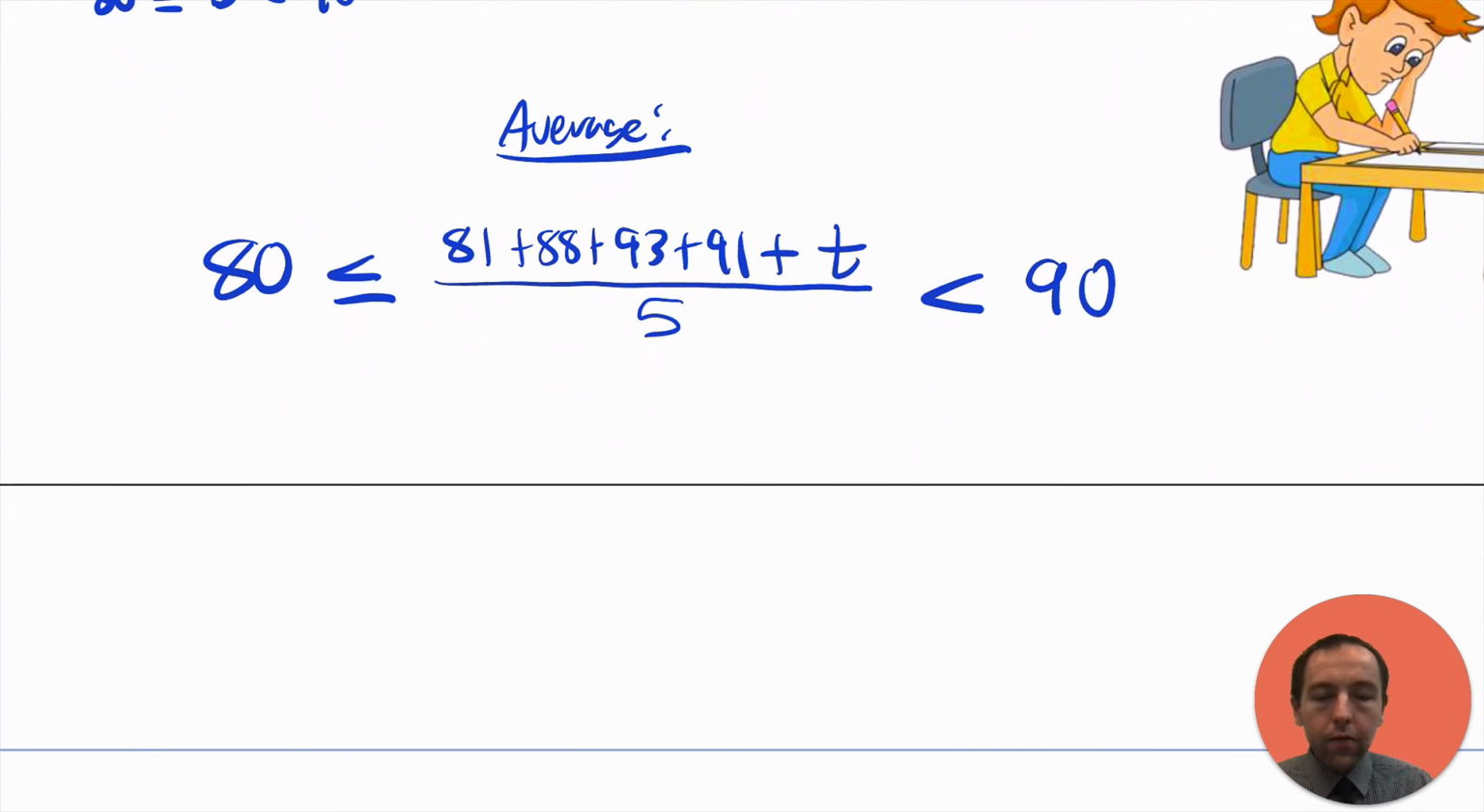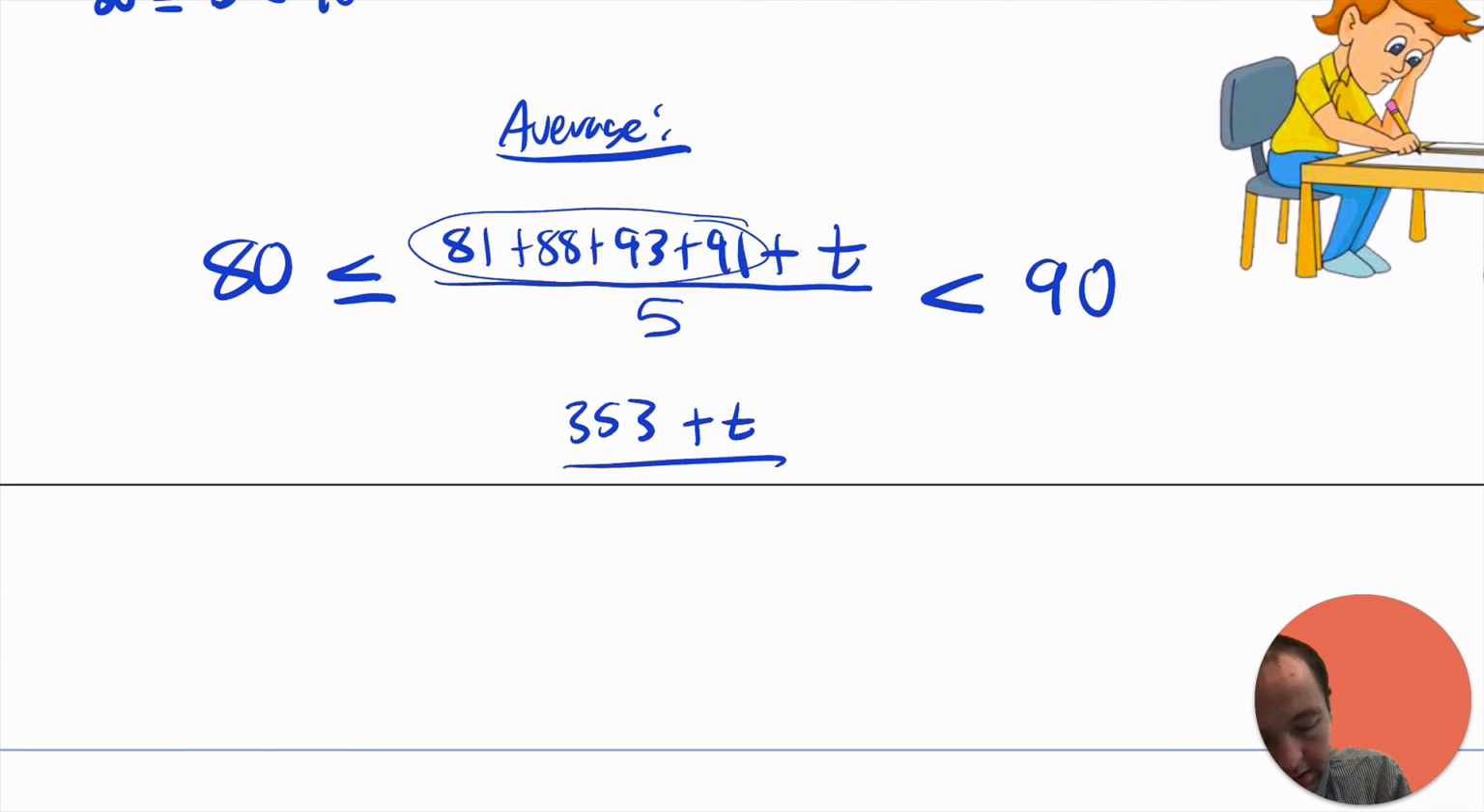So if we add together all of these 4 scores right here, you're going to get, oh boy, let's see here. 180 and then 160 is going to give us 340, but then we're going to get, I think, 353 if I didn't make a mistake there, plus t over 5. And then that's going to be less than or equal to 80 is less than 90.